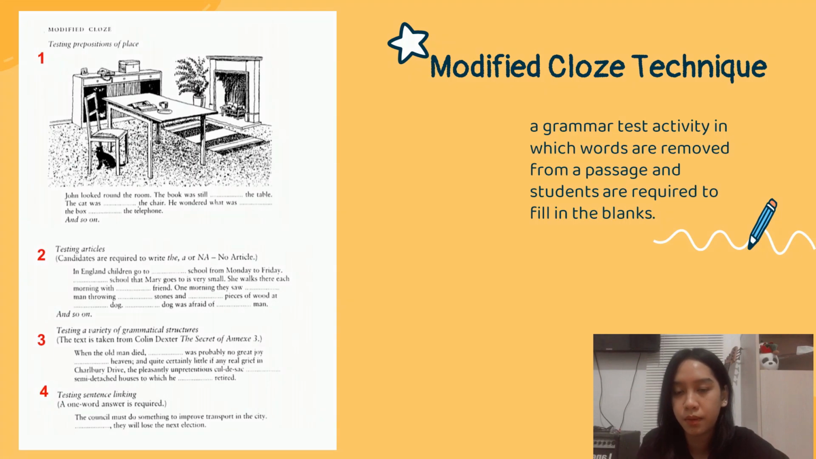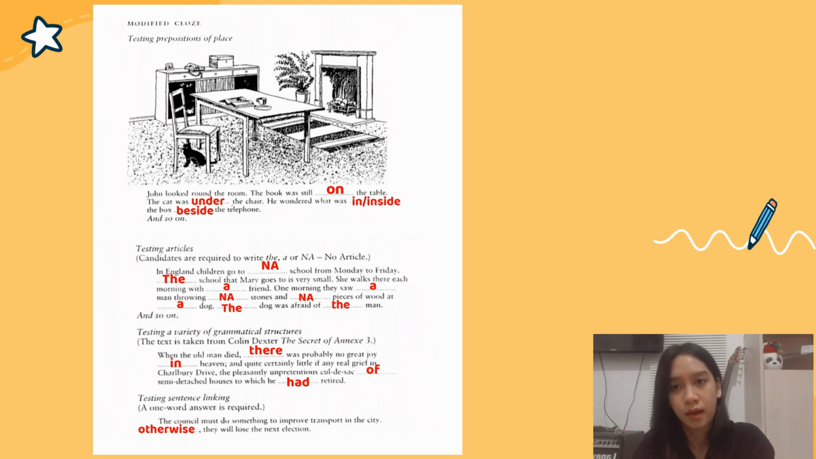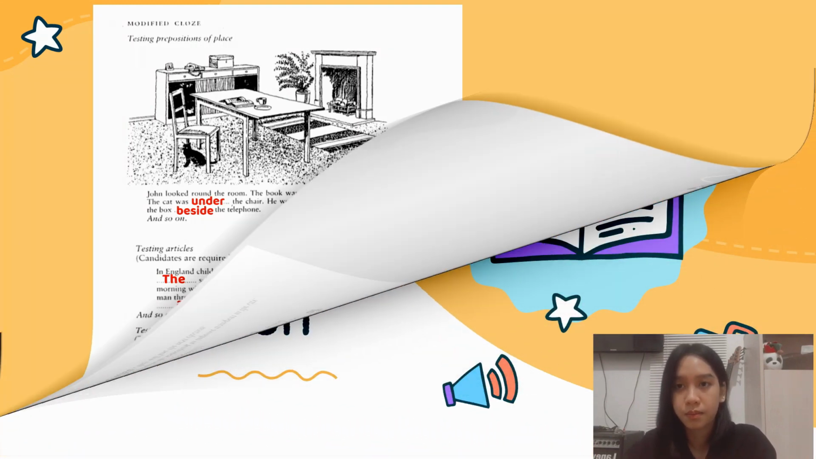In this example, I have 4 grammar skills to test. First, testing prepositional phrases. Second, testing articles. Third, testing a variety of grammatical structures. Fourth, testing sentence linking. Here is the answer for each item. In total, there are 18 answer items that must be filled in, and students will get 1 point for each correct item.